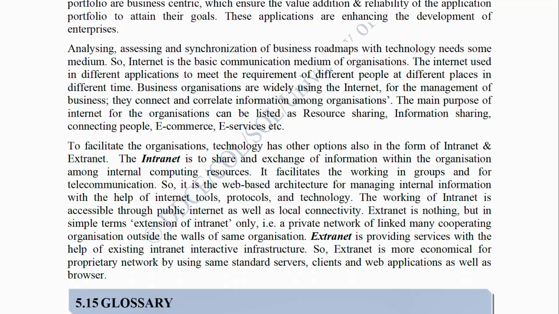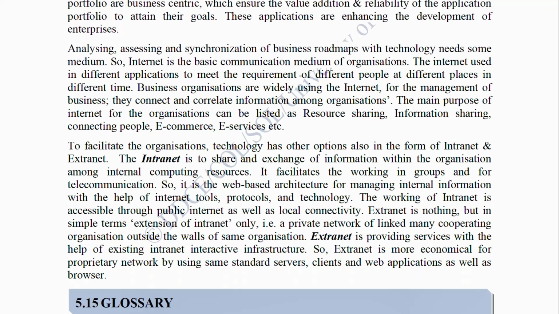The intranet is to share and exchange information within the organization among internal computing resources. It facilitates working in groups and telecommunication. So, it is a web-based architecture for managing internal information with the help of internet tools, protocols and technology. The intranet is accessible through the public internet as well as local connectivity.